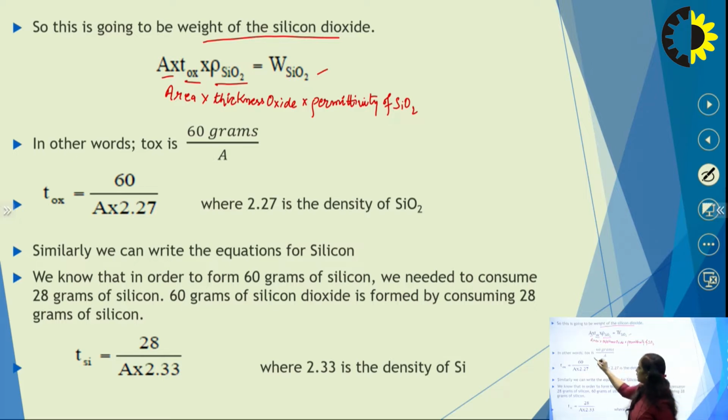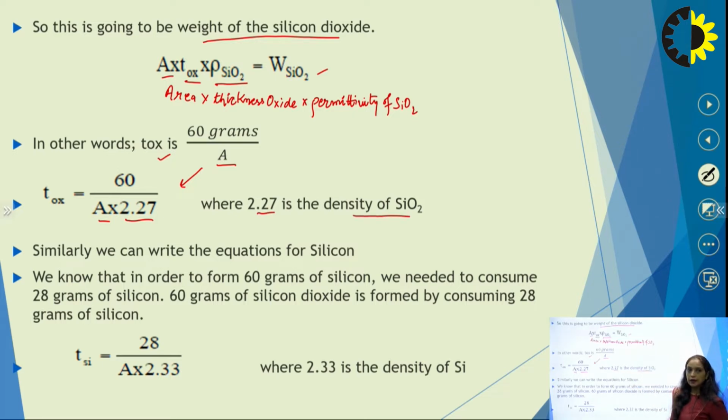So in other words, we can write TOX as equal to 60 grams. 60 grams of silicon dioxide is grown over this much area. So we can further convert it into 60 divided by area into 2.27, where 2.27 is the density of silicon dioxide. Similarly, we can write the same equation for silicon. Now the thickness of silicon will be 28 divided by area into 2.33, where 2.33 is the density of silicon.